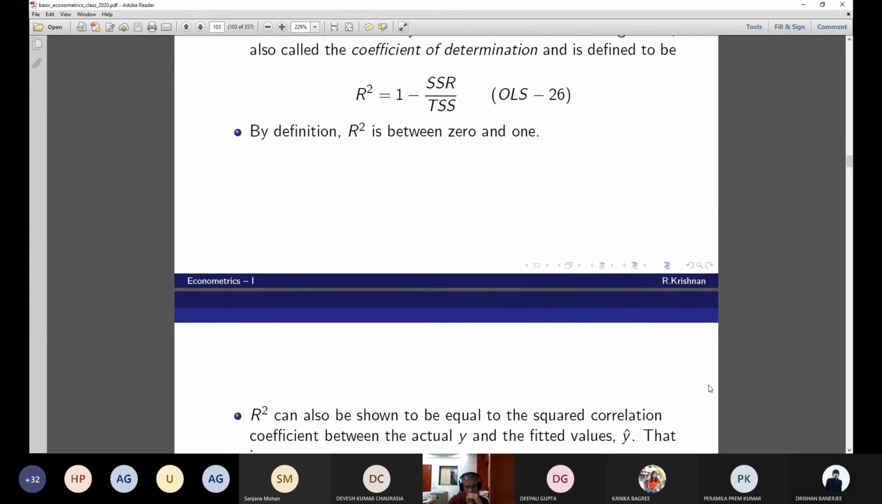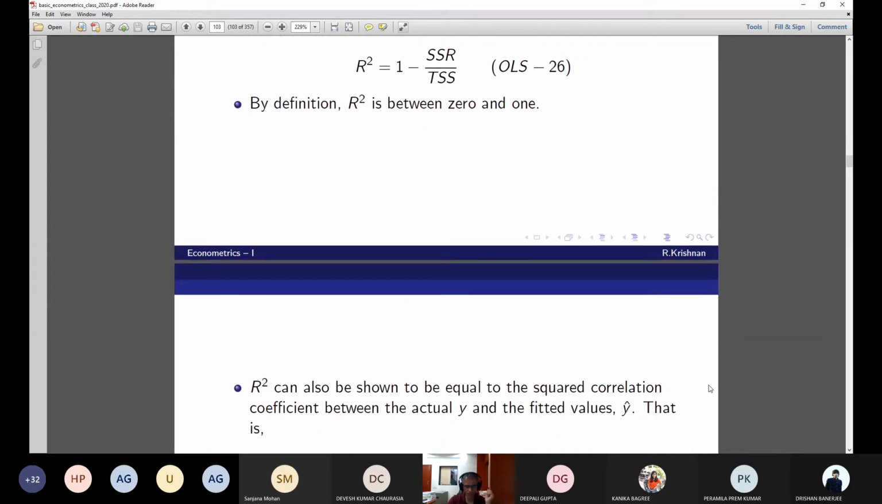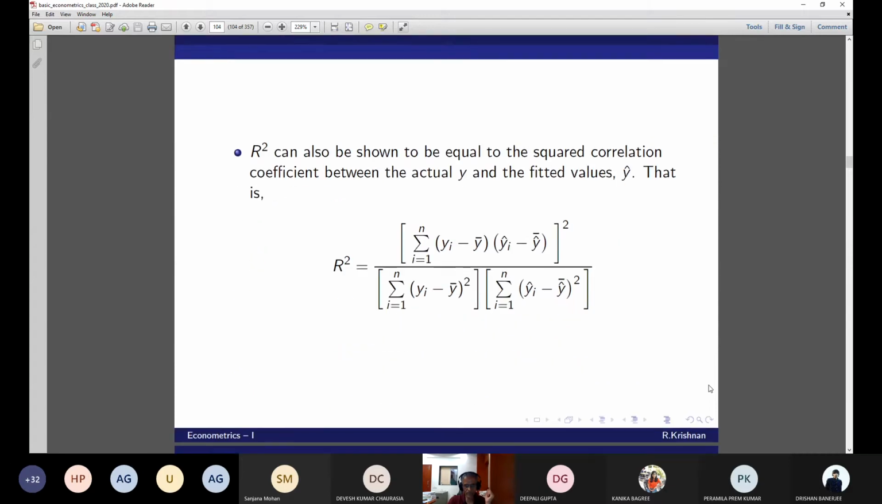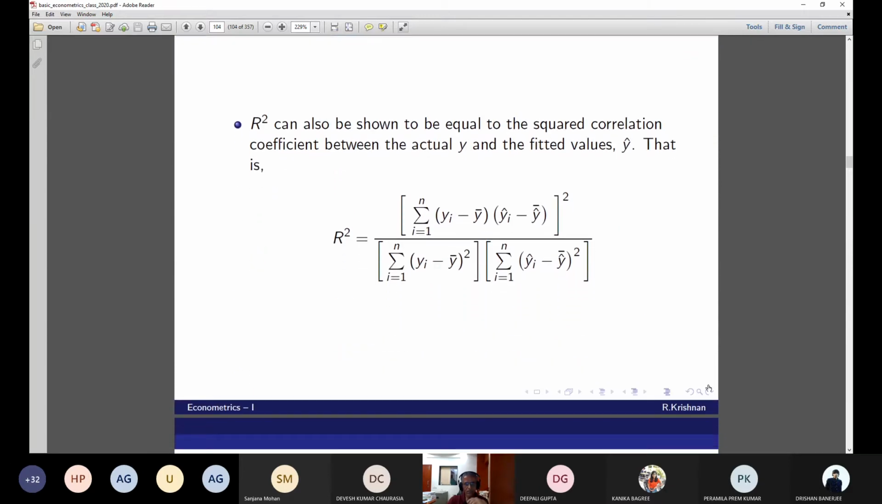R square can also be shown to be equal to the squared correlation coefficient between the actual y and the fitted values. This is another useful formula. Can be shown to be the squared correlation coefficient between the actual values and the fitted values. Many econometrics books carry this formula also. So this should be as high as possible for the regression to be good.